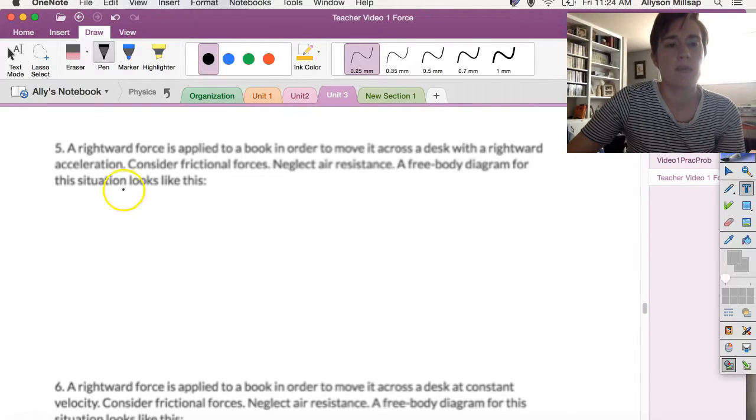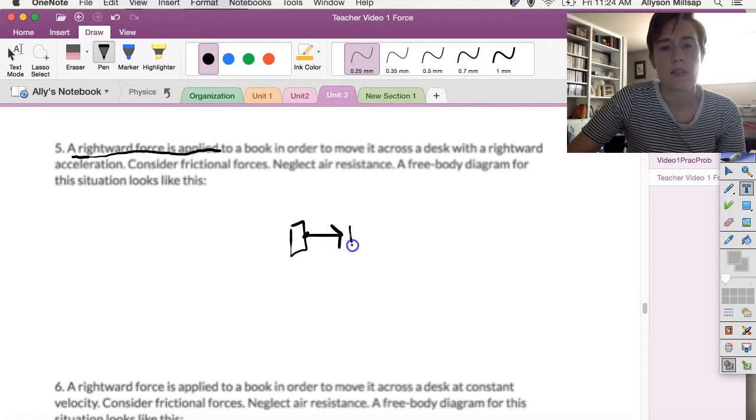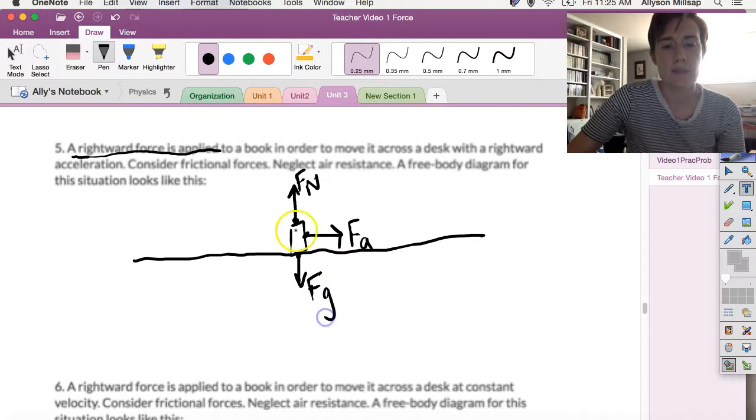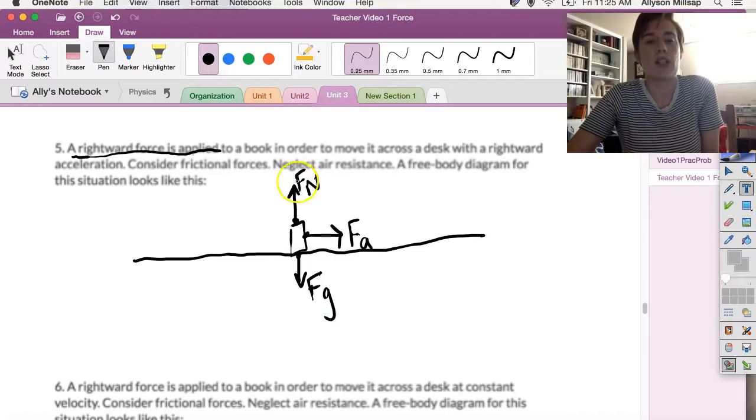Let's do another example. Here's an object. A rightward force is applied. So we have an applied force in the right direction. That's applied to a book in order to move it across a desk. Okay, now this makes things more complicated. Here's a desk. We know that the normal force of the desk is going to push up against the book. So here's my normal force because it's resting on something. Gravity pushes the book down on the desk. These two will equal each other out.